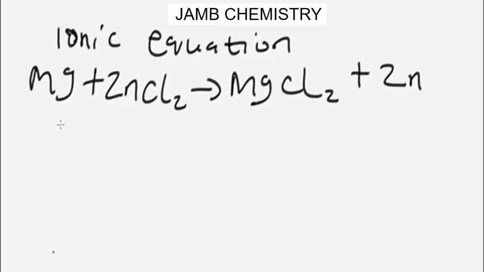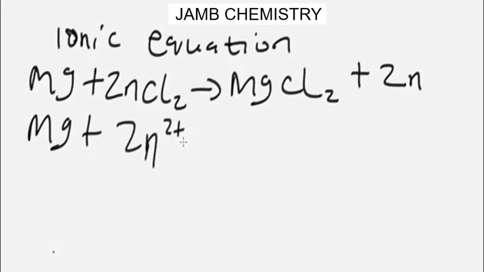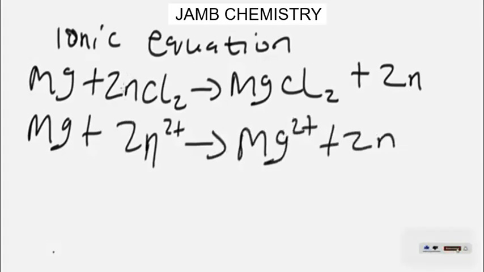Now, to write the ionic equation for this reaction, this is going to be the ionic equation. Let me have it to be magnesium plus zinc ion, to form magnesium ion plus zinc atom. Okay, so this is the ionic equation for this reaction. Now if you check, the magnesium got oxidized to magnesium ion, whereas the zinc got reduced to zinc atom.